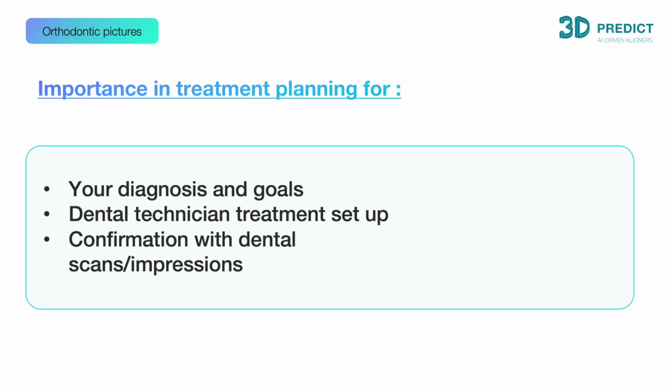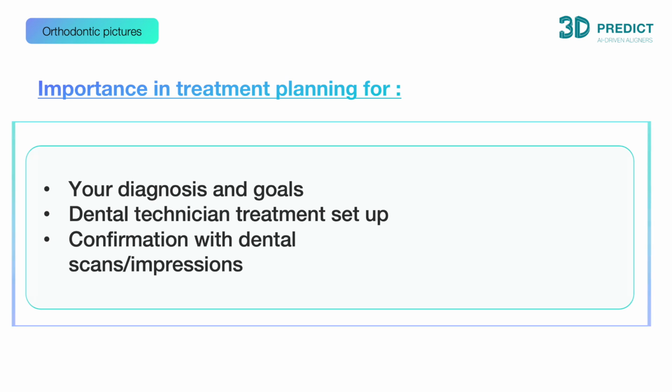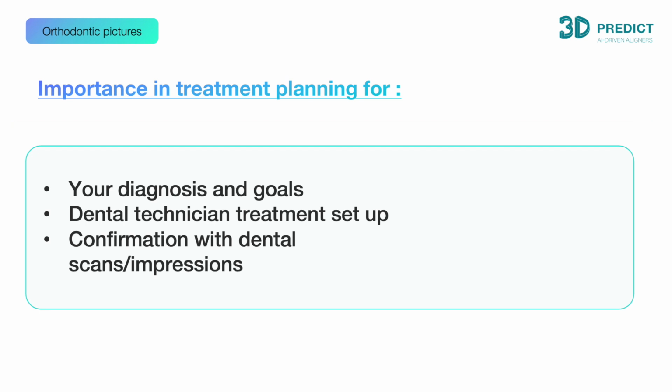Now, as I mentioned, we will focus on orthodontic pictures' importance for clear aligner treatment planning. Taking initial pictures will aid you in defining your diagnosis and goals. It will support your dental technician with your treatment plan and will serve as confirmation of the patient's presentation when compared with other diagnostic records, such as your dental scans.